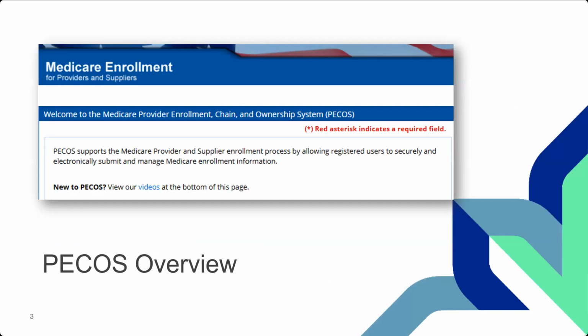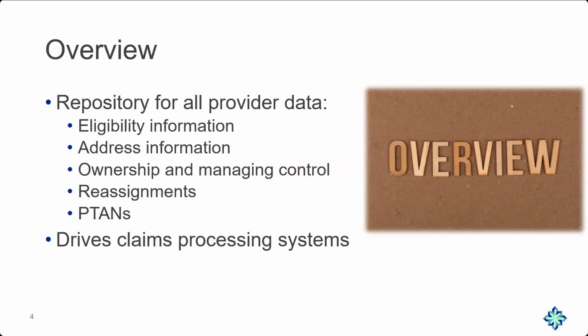So I want to start out with a little bit of a PECOS overview. We did get some pre-submitted questions that were even just asking what PECOS is. So PECOS is again that provider enrollment chain and ownership system. And it is really the first step in claims processing. You need to be enrolled in the Medicare program in order to submit claims and bill Medicare for reimbursement.